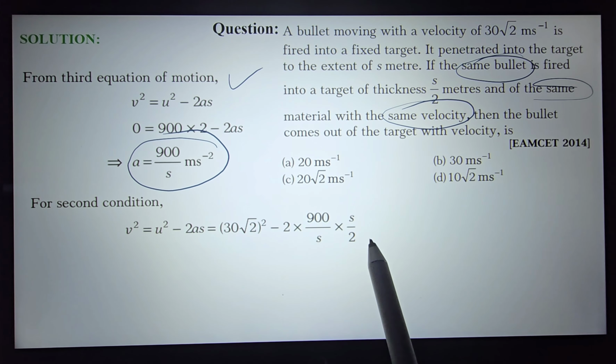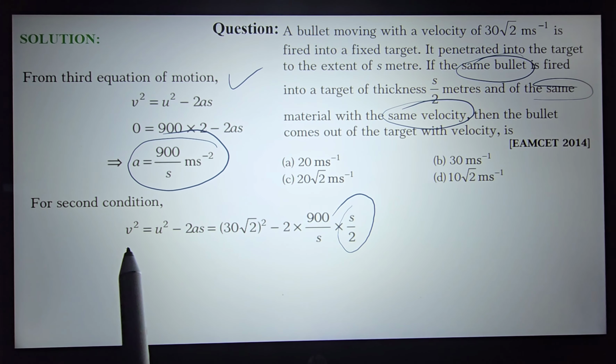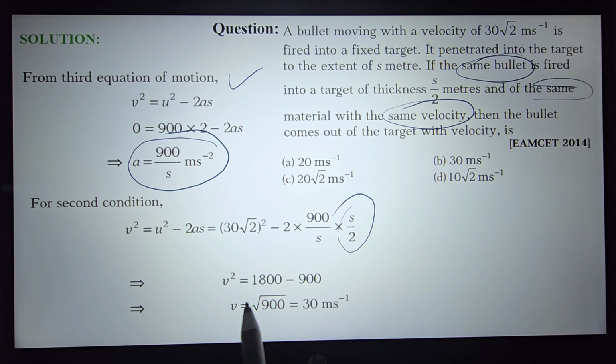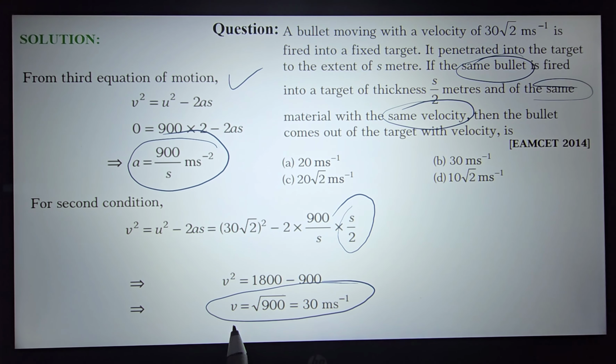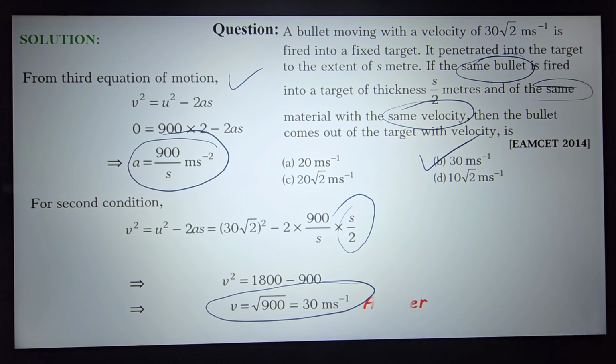Again put the values and calculate the value, because in this case now s by 2, because same bullet is there, same material and same velocity. So you just calculate the second condition as per this equation. Now how to solve this further? You are getting the velocity of the bullet as v is equal to under root 900, means 30 meter per second. So the final answer is 30 meters per second. So this is the answer.